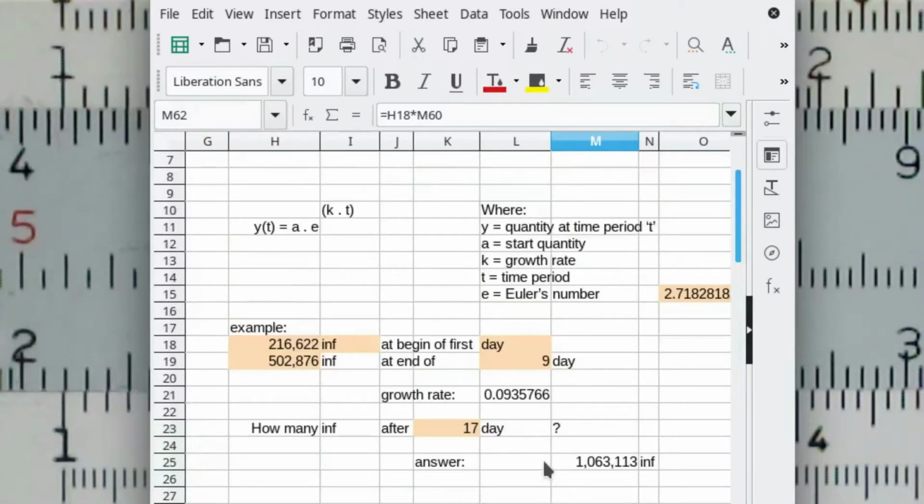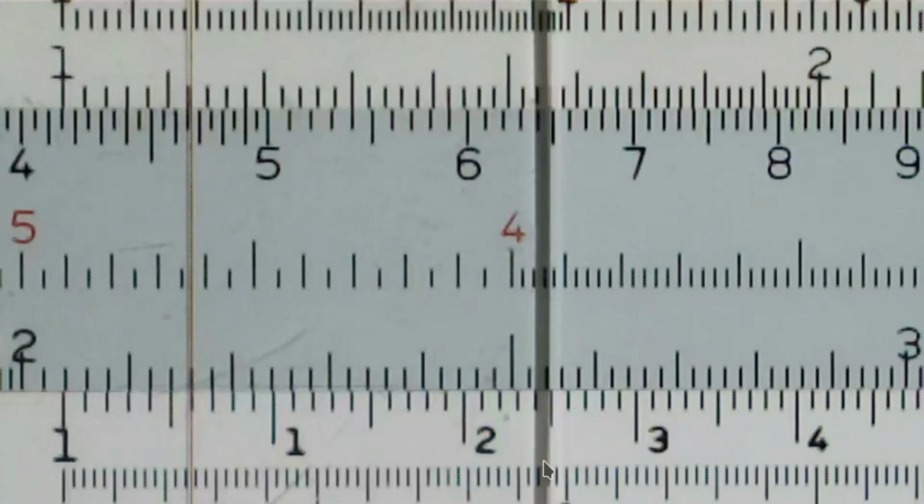So it's nice to see that you can use the good old slide rule for these basic exponential functions.